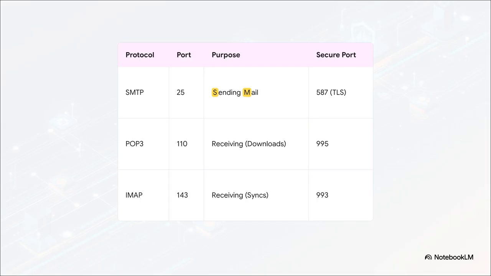Now for receiving, you've got two choices. There's POP3 on port 110, which literally pops the mail off the server and downloads it to your one device. Then there's the more modern choice, IMAP on port 143. IMAP syncs your mail with the server, which is why when you read an email on your phone, it shows as read on your laptop too. And of course, they have secure versions. POP3S is 995 and IMAPS is 993.